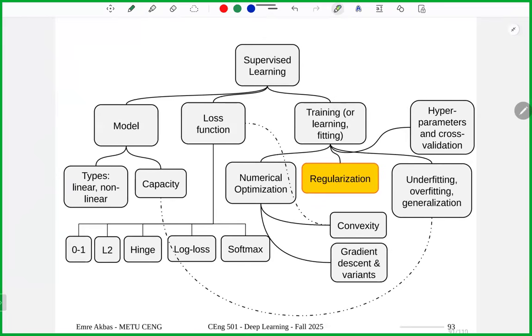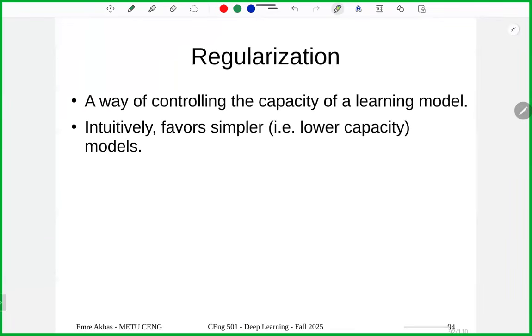Okay, that was all about the training, numerical optimization, gradient descent, and so on. Let's briefly look at regularization. It is a way of controlling the capacity of a learning model. Remember, there are theoretical measures of capacity such as VC dimension, but they don't work for highly parameterized models. What we use as a proxy to capacity is the number of parameters. The number of learnable parameters is a good proxy measure for the capacity of a learning model.